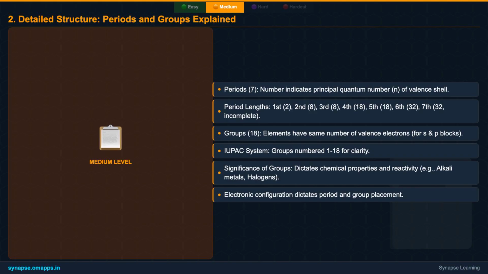Let's dive into the detailed structure. The 7 periods in the table correspond to the principal quantum number, n, of the outermost electron shell. For instance, elements in period 3 have their valence electrons in the 3rd shell. The 18 groups, or columns, are crucial because elements within the same group possess similar valence electron configurations, leading to similar chemical properties. For example, all group 1 elements, the alkali metals, have 1 valence electron and are highly reactive.